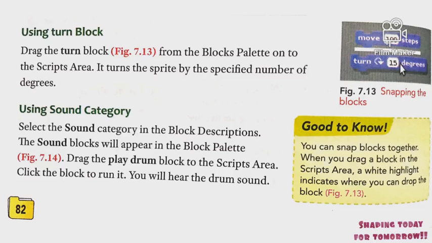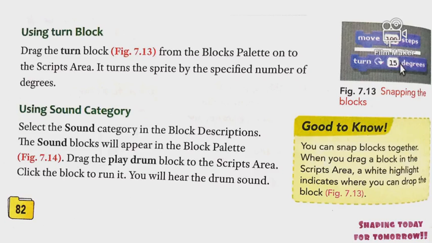Now the next topic is using turn block. Drag the turn block from the blocks palette on the script area. It turns the sprite by the specified number of degrees. So students, now if you want to turn your sprite, what you have to do? You have to drag the block from the block palette on the script area, but this time you have to drag the turn block. Okay, so what will happen? Your sprite will turn. So students, as you can see in figure 7.13, we have given the command turn 15 degrees. So our sprite will turn 15 degrees.